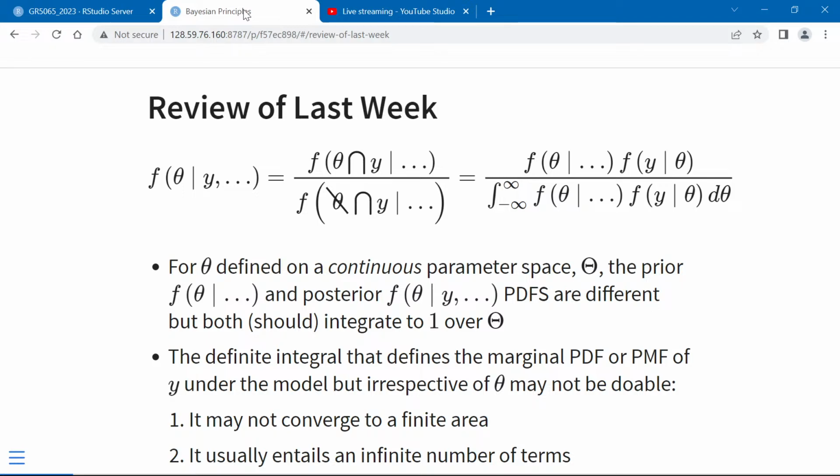And that integral, there's degrees to which integrals are doable and not, but it might not converge to a finite area. That's actually only a problem if your prior doesn't integrate to 1, which would be bad. So that can be avoided. But it will usually entail an infinite number of terms to calculate this integral exactly. Which is to say that very few of these definite integrals have elementary solutions with a finite number of terms that you could like type in on your phone.